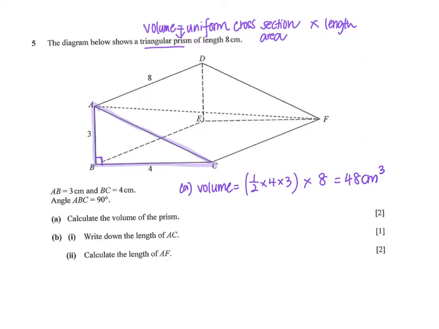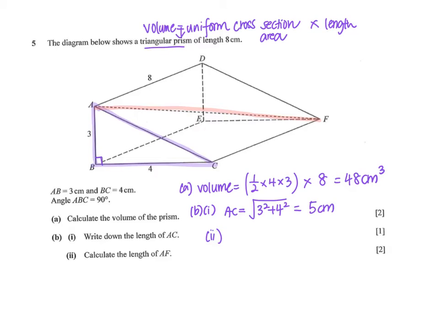Part B, write down the length of AC. How can we find the length of AC? We can use the Pythagoras theorem. So AC will be the square root of 3 squared plus 4 squared to give me 5 cm. Part 2, find the length of AF. Where is AF? AF is in a position across.